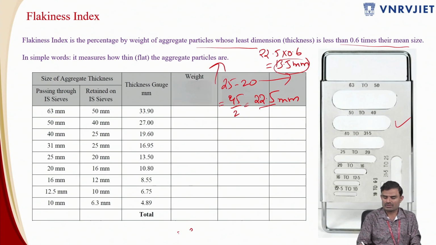So I have given the slot over here. So this is nothing but 25 mm and 20 mm. So this is nothing but 0.6 times of the mean, that is nothing but 13.5 mm. As the mean is 22.5 multiplied by 0.6, that is 13.5. Similarly, you can verify each and every slot is going to be 0.6 times of its size range. So this is regarding the flakiness index.